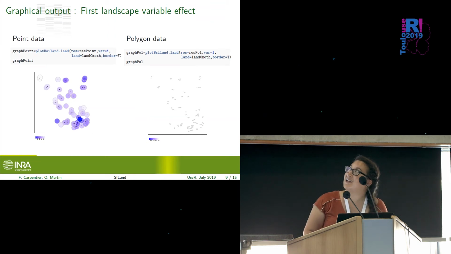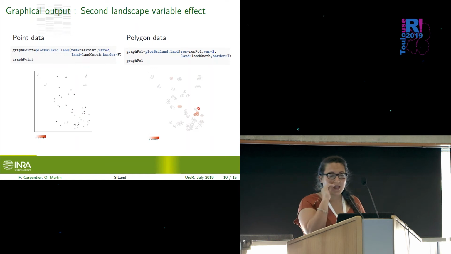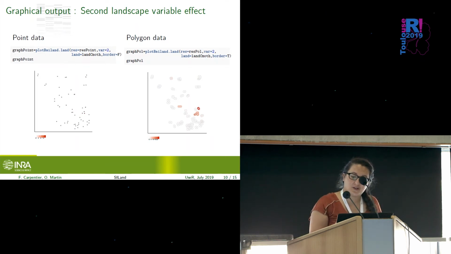And there we can also map the result for the second landscape variable. And then you can see the buffer estimated for the two models. So with a very short distance scale of effect for the point data and a larger scale of effect for polygonal data.